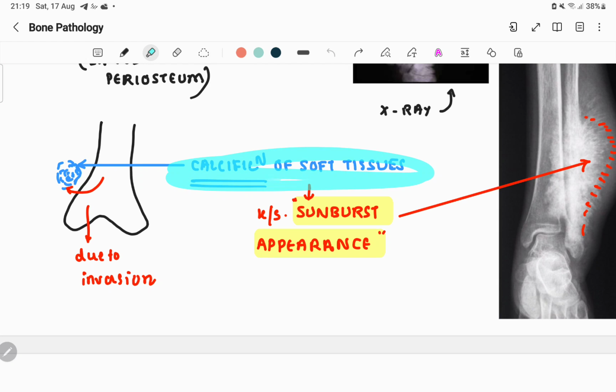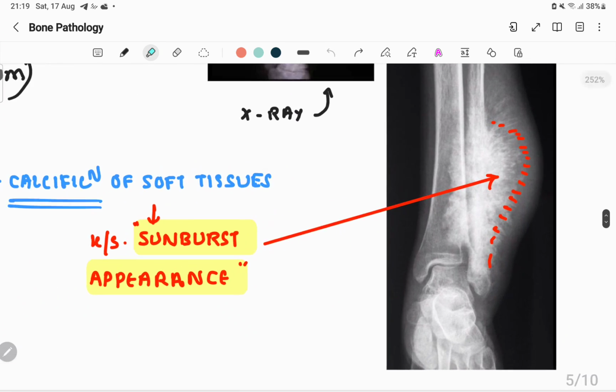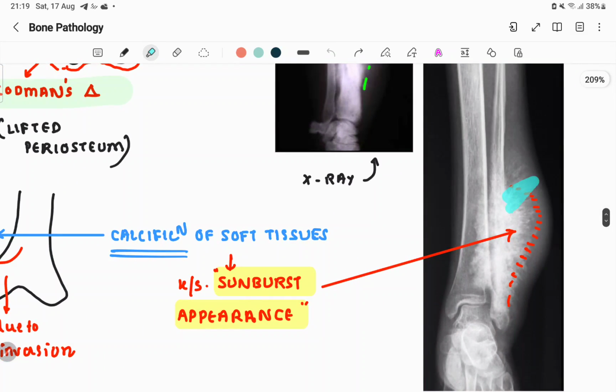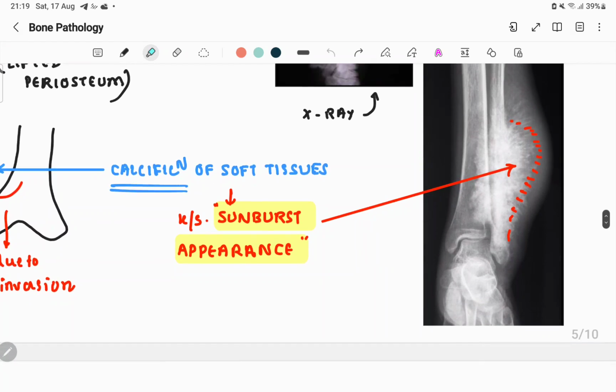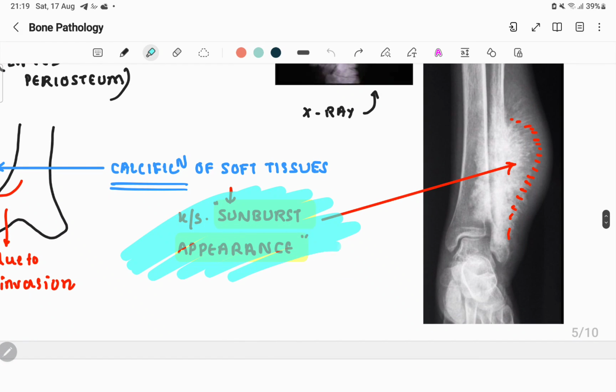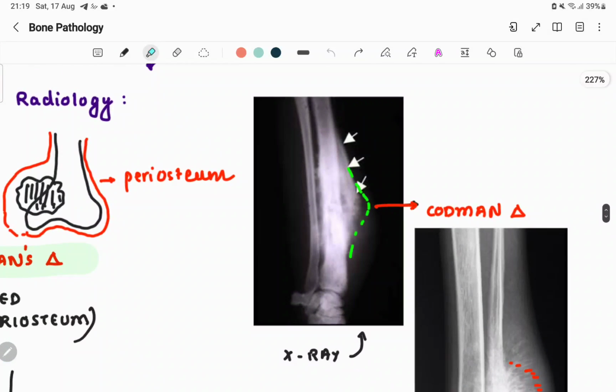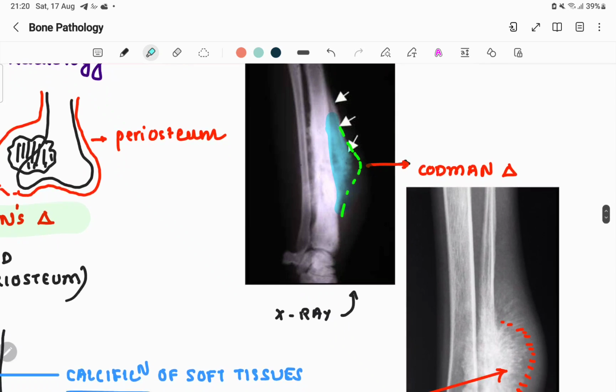So there is a calcification of soft tissues that will be occurring, and you can see in the X-ray this type of appearance, a burst type of appearance, like sun rays are coming, right? This is called a sunburst appearance. Understood? Okay. So this is the Codman's triangle. You can see the Codman's triangle present in the X-ray.